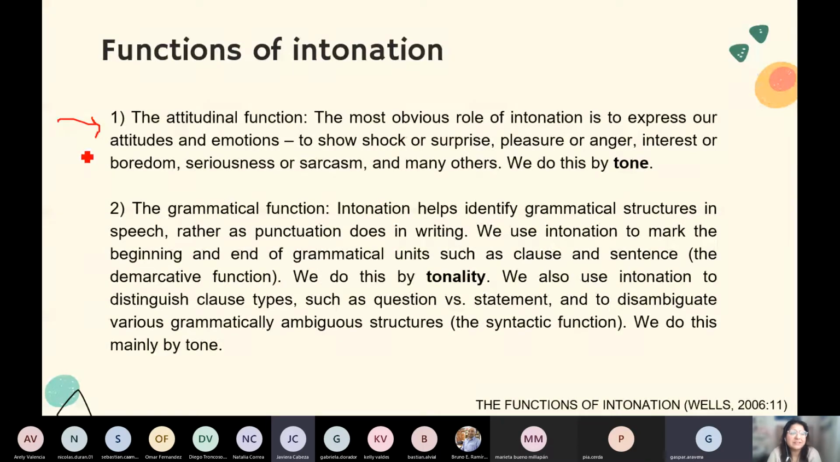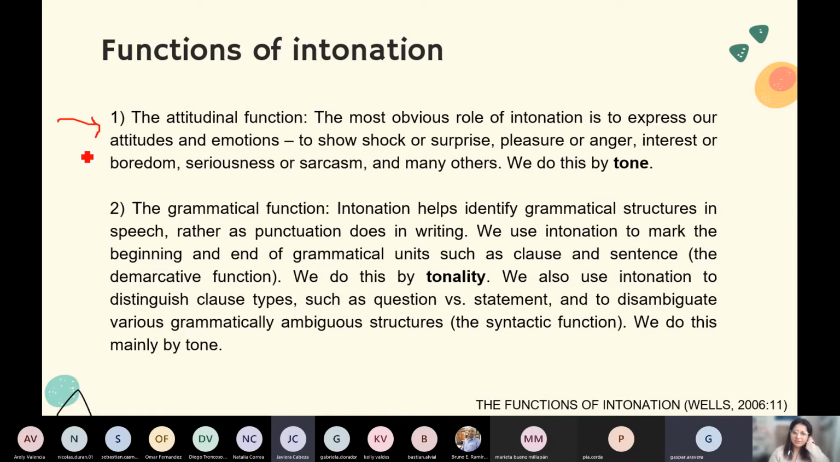Yes, no problem. Number 1, the attitudinal function. The most obvious role of intonation is to express our attitudes and emotions, to show shock or surprise, pleasure or anger, interest or boredom, seriousness or sarcasm, and many others. We do this by tone.